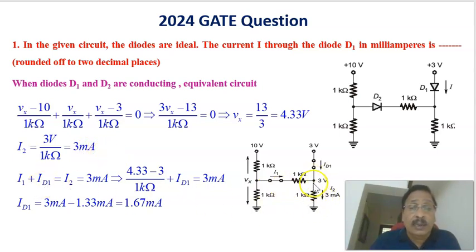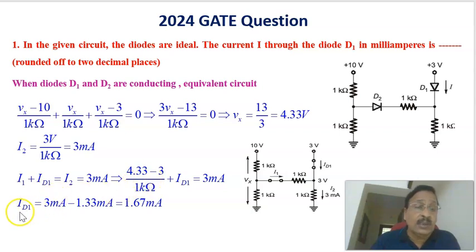Now, we apply Kirchhoff's current law to this node. Here, I1 plus ID1 should be equal to I2, which is equal to 3 milliamperes. Therefore, I1 equals Vx minus 3 volts divided by 1 kilo ohm, that is 4.33 volts minus 3 volts divided by 1 kilo ohm, plus this current ID1, that should be equal to 3 milliamperes.